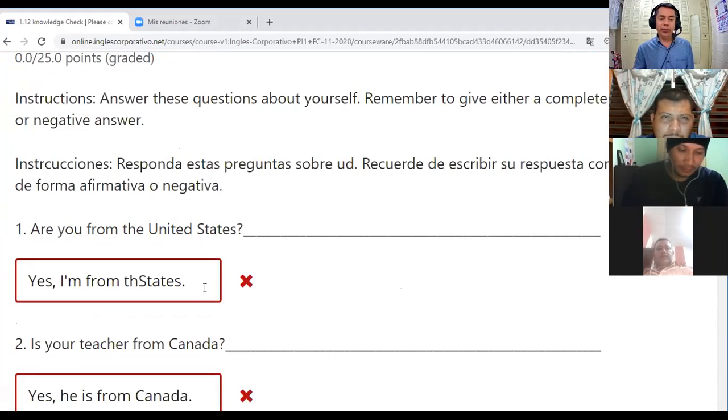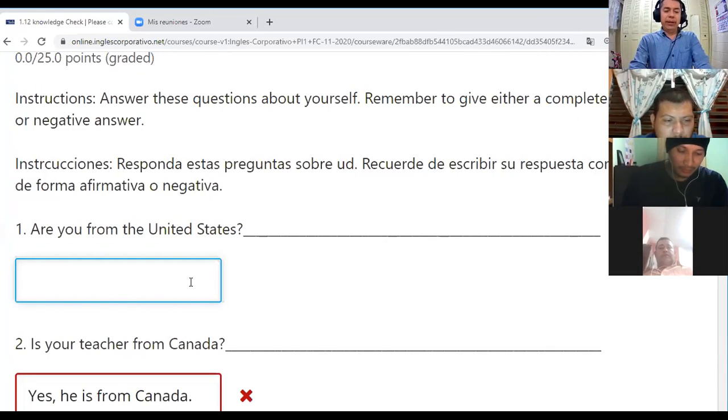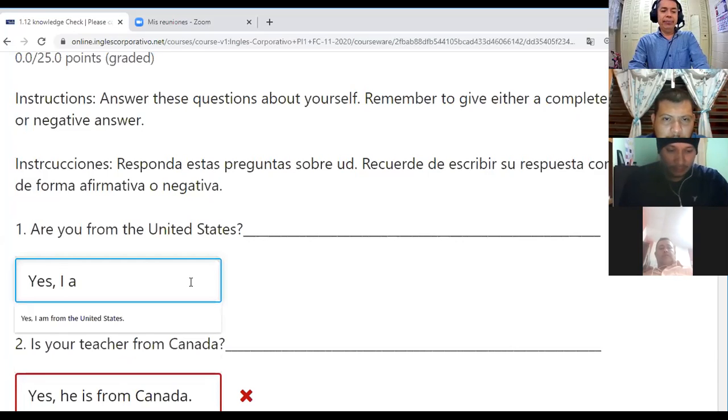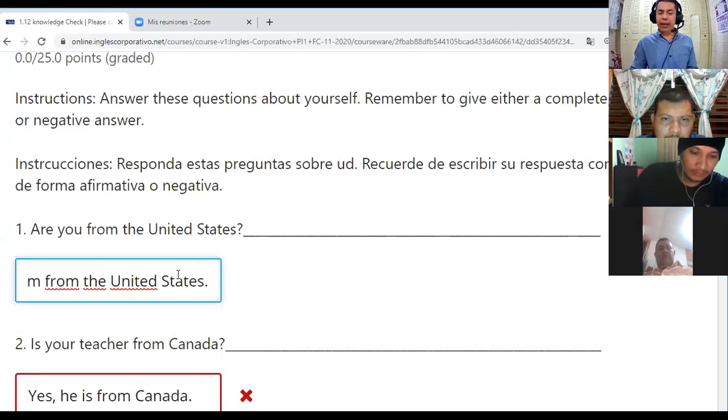Vamos a hacerlo juntos y vamos a ver cómo no funciona. Vaya. Pongo yes, le pongo la coma. Luego, I am from the United States, con mayúscula, United States. Y le pongo el punto al final.